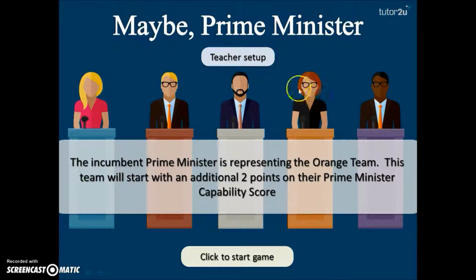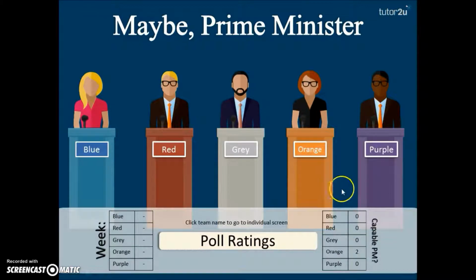The orange team here are the incumbent team, and they will get an extra 2 points on their Prime Minister capability score. Click to start game. This takes us to the main teacher interface. There we have our 5 different teams, currently with a 0 score. However, in terms of capability, notice there that orange have that extra 2 where the other teams don't.